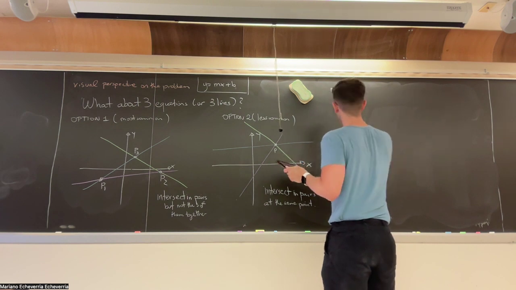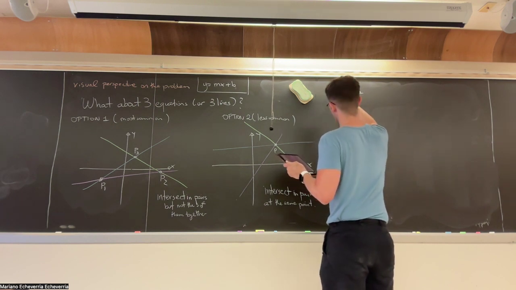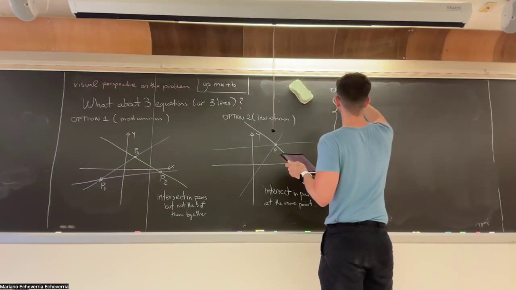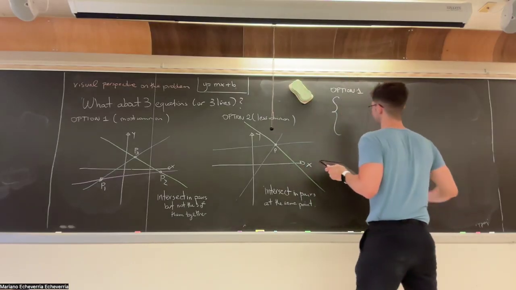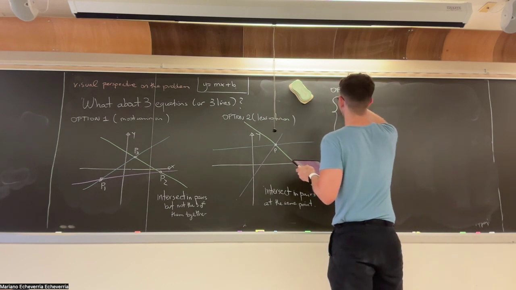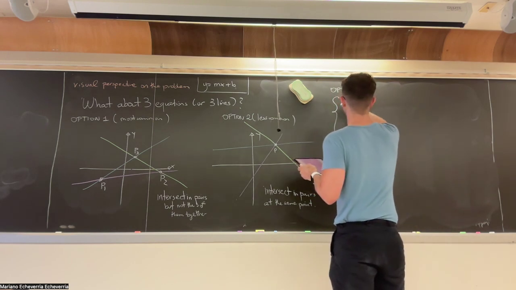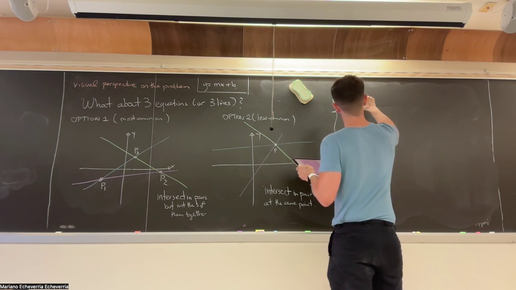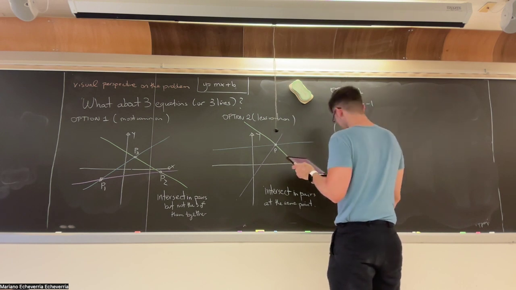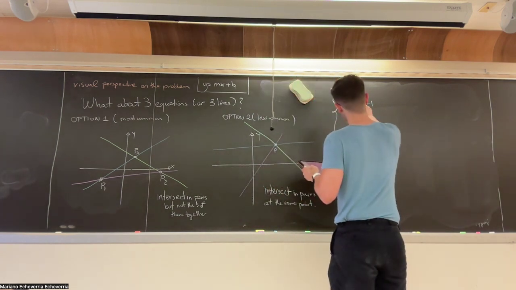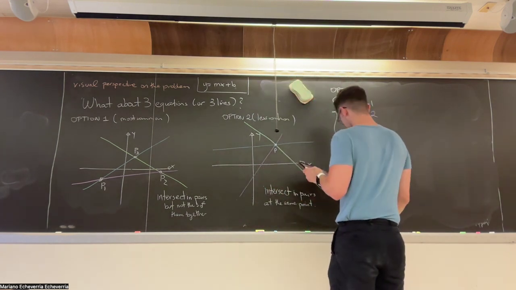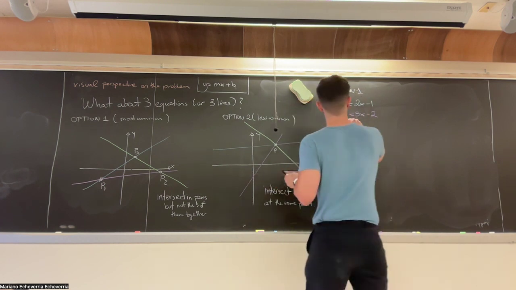So what happens with option one, if we could have something like this? Usually the other way to write all the lines together is to put them inside a kind of half parenthesis, or bracket of sorts. So this could be the first equation, the second equation can be something like this, and the third equation could be something like this.